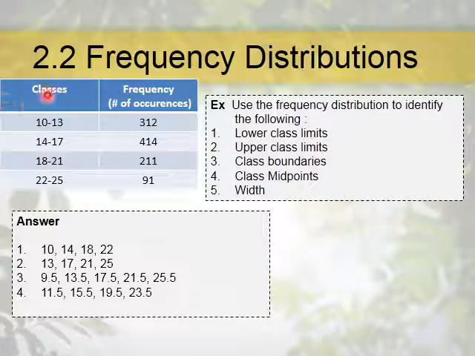The class midpoints then are going to be 11.5, 15.5, 19.5, and 23.5. Of course, those are the numbers that are in between or in the middle of each class. Now the class width will be the same for each class, so we'll only get one number here. And to do that, I simply look at my second and first class and say 14, my lower class limit for my second class, minus 10, which is my lower class limit of my first class. Subtract those and you get 4 as the class width. And again, that should be the same for each class.